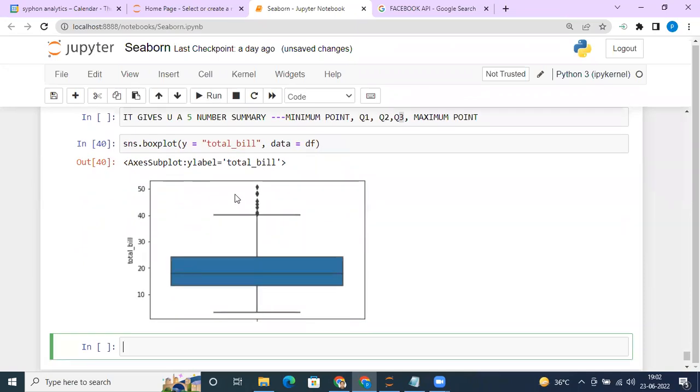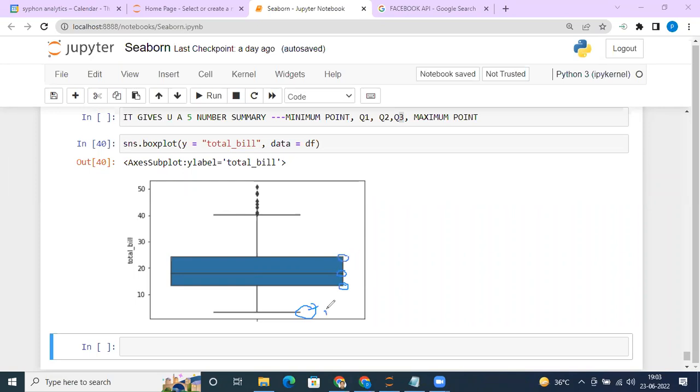Can you see, the graph that you are getting is nothing but a box plot. It is your total bill which is available here. And what it is showing, see this one. This is your minimum point. This is your first quartile or 25 percentile. This is your 50 percentile or second quartile. This is your third quartile or 75 percentile.